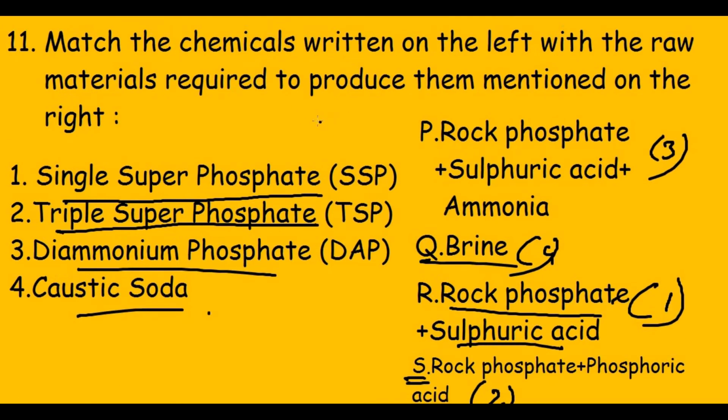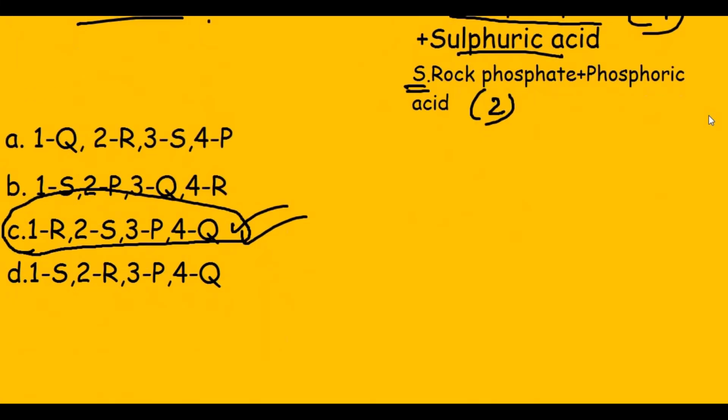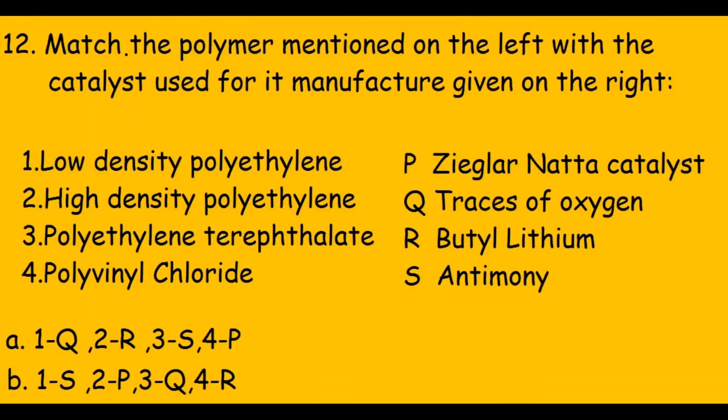This question was asked in GATE 2015. So now we will move on to question number 12. This next question says match the polymer mentioned on the left with the catalyst used to manufacture it given on the right. So low density polyethylene, high density polyethylene, polyethylene terephthalate and polyvinyl chloride. And on the right we have the catalyst names. Low density polyethylene, we know the catalyst required is traces of oxygen. So 1 will be Q.